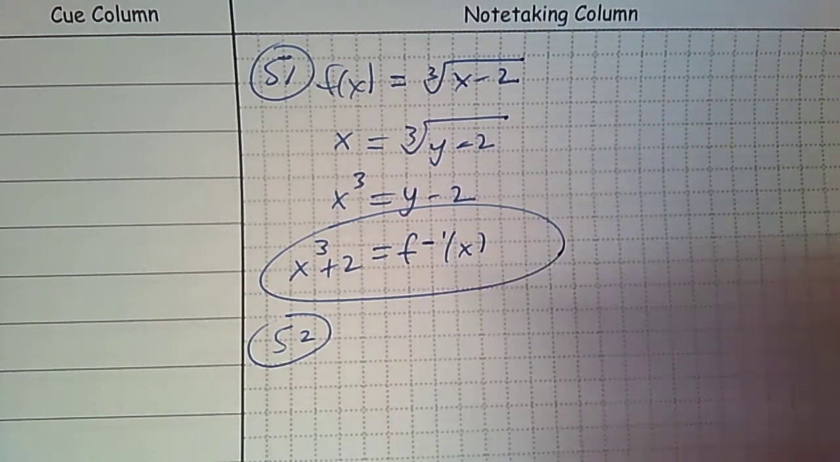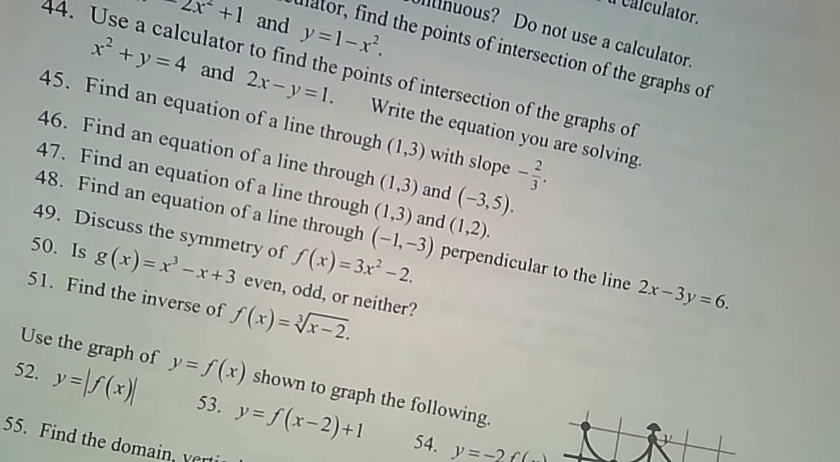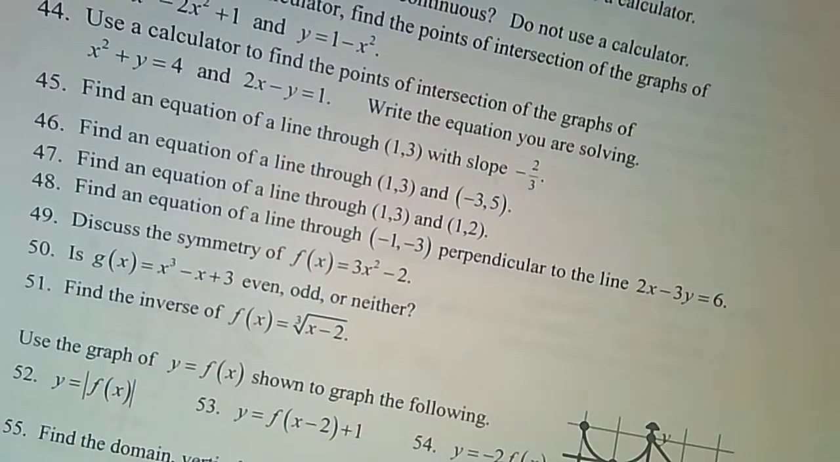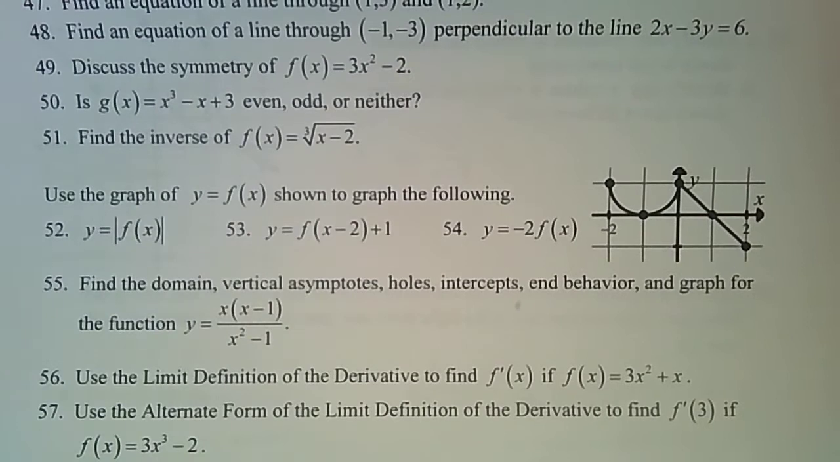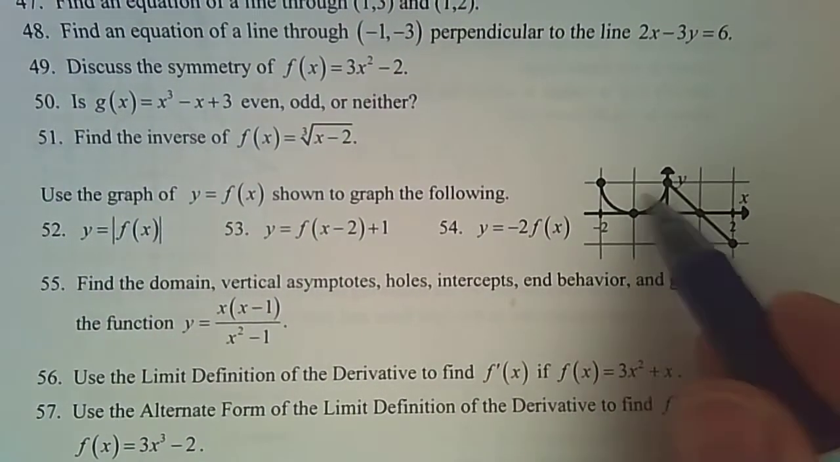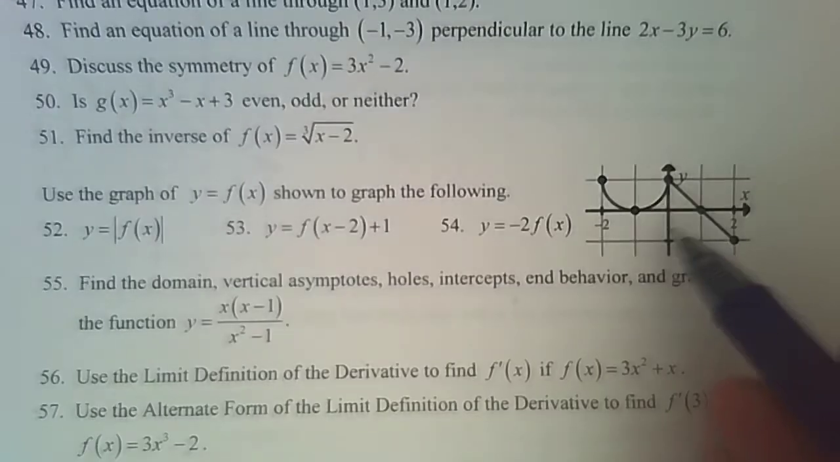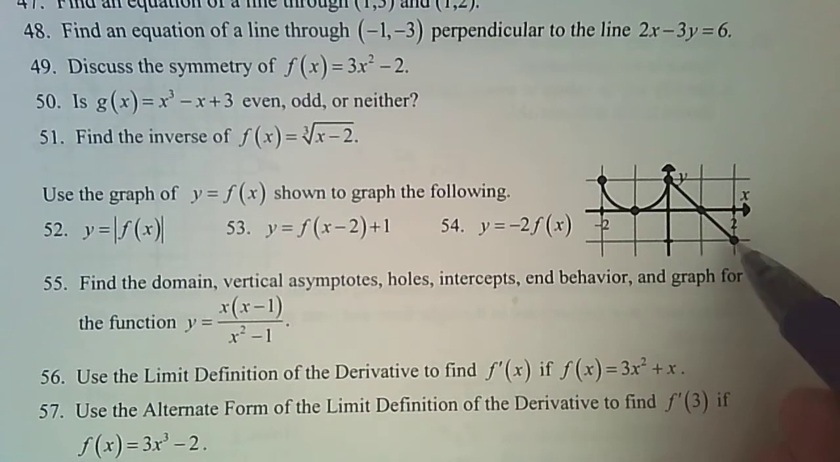It says, use the graph. So I've got to look at the graph. Use the graph shown to do the following and see if you can graph. So if that's f of x, what would the absolute value of it look like? Looking at this graph, if I want to know what the absolute value of this graph looks like, that would mean all negative values would become positive.